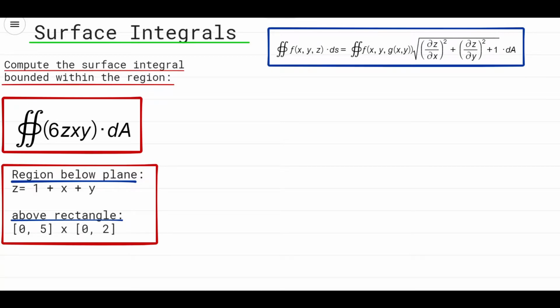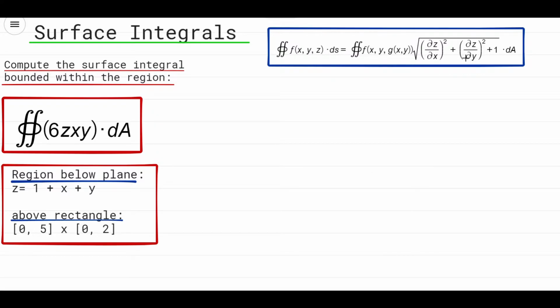Hello guys, in this video I'm going to talk about how to compute a surface integral. We're asked to compute a surface integral bounded within the region below the plane z equals 1 plus x plus y and above the rectangle [0, 5] times [0, 2]. One thing I will point out is I want you to pay attention to this formula right here.